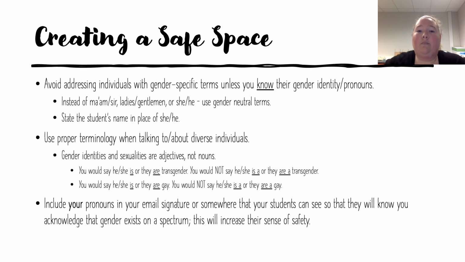We also need to use proper terminology when talking to or about diverse individuals. Gender identities and sexualities are adjectives, not nouns. You would say he or she is or they are transgender. You would not say he or she is a transgender or they are a transgender. You would not say he or she is a gay. You would say he or she is gay. So make sure we're using them as adjectives and not nouns.